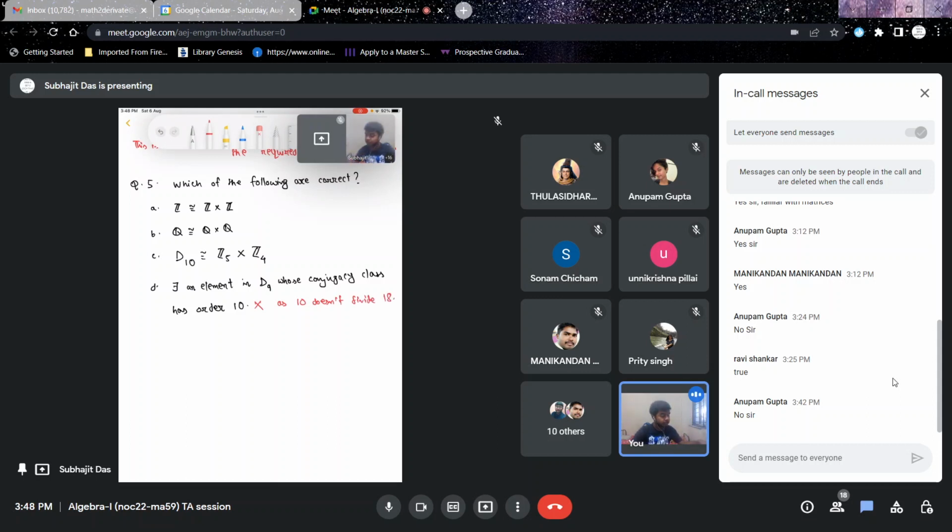Right. Let's come to the third statement. Is D10 isomorphic to the product group Z5 cross Z4? Z5 is the cyclic group of order 5, Z4 is the cyclic group of order 4. So is the dihedral group of order 20 isomorphic to this product group? D10 is the group of all isometries of the 10-gon, and it has precisely 20 elements in it. So is D10 isomorphic to Z5 cross Z4? What do you think?